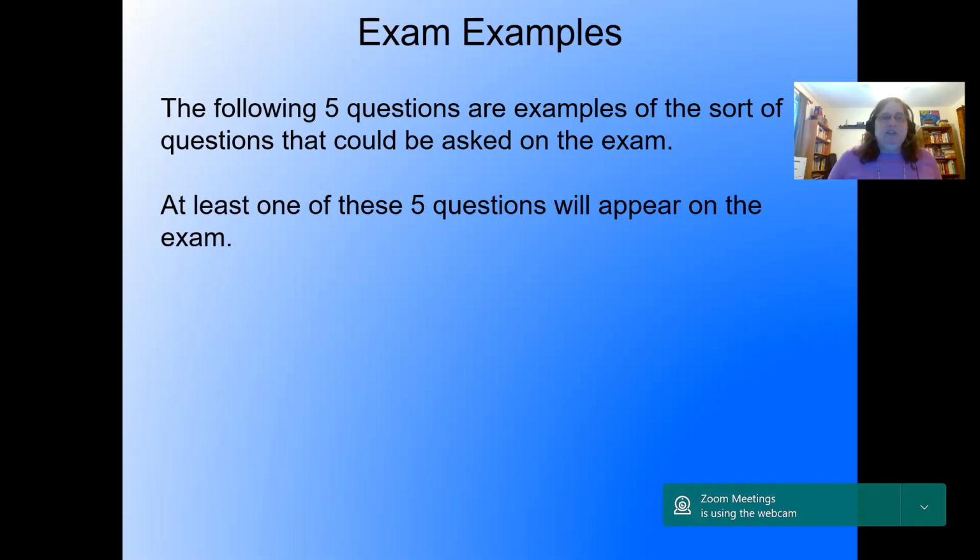Now, I want to point something out to you before we even look at the questions. I say at least one of these will appear on the exam. Others might appear exactly on the exam. Others might appear in a different form on the exam. So please make sure always when you're taking my exam, or really any exam, to read the questions very carefully. Don't just look at the stem and say, oh, this is the one and this is the answer. But I do promise you one will appear exactly the same as here on the exam. Okay.